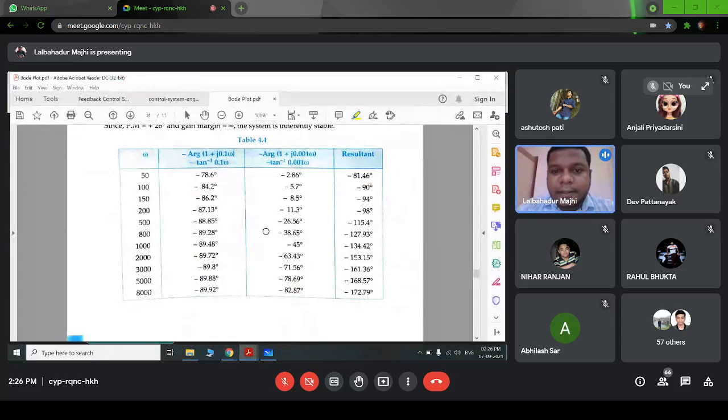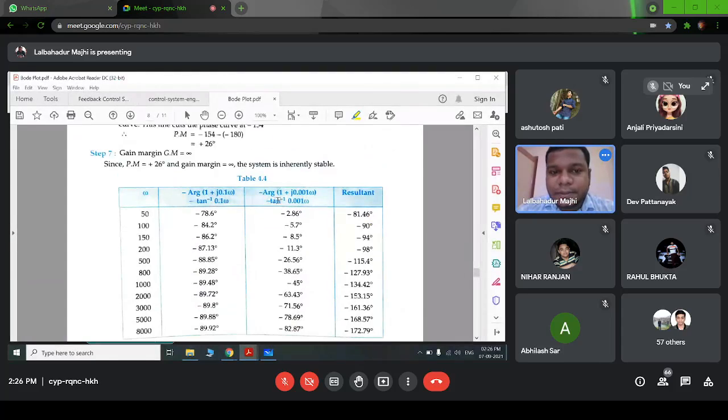The angle plot is not very difficult. We just have to take the tan inverse of the imaginary part by the real part. If it is a pole, then it will be minus, and if it is a zero, then it will be plus. Then we have to add all these angles of the poles and zeros.